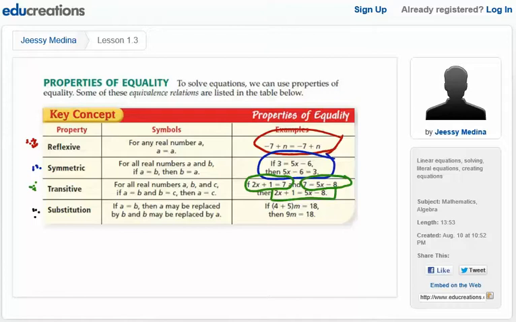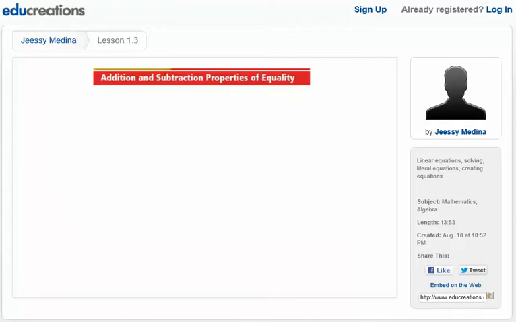So we can definitely substitute values. In this case, what they substituted was the 4 plus 5. They wrote in a 9. But you've also seen substitution where once you know the value of a variable, you can go ahead and plug it in. We also have the concept of the addition and subtraction properties of equality.